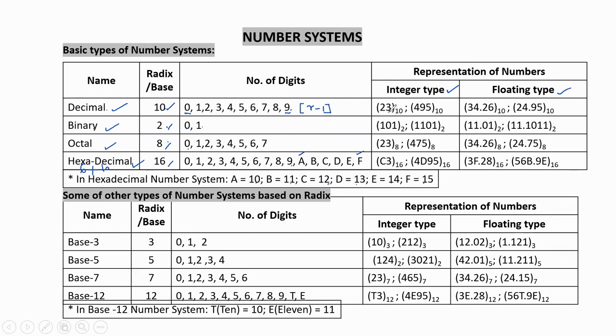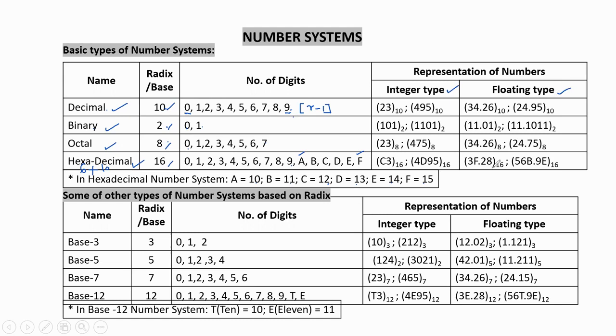Now let us see the first number, 23 with base 10. This is the way of representation of decimal numbers. Inside the brackets, each and every digit should lie in the prescribed list of digits for the corresponding number system only. In the same way, for the remaining systems also, we should write the suffix as the number system's radix value, and inside the brackets we have to use only the list of digits.